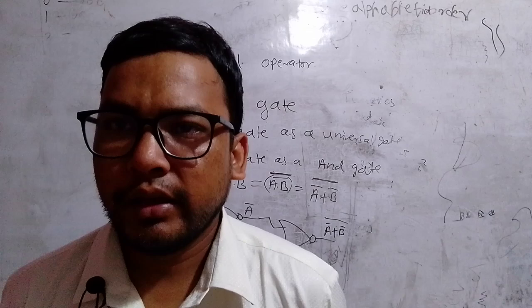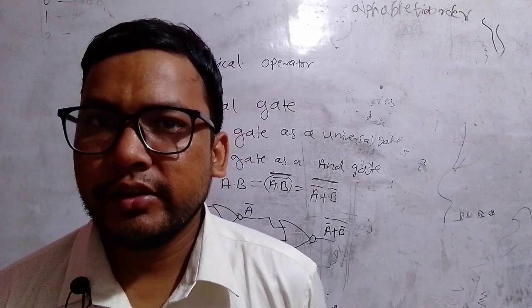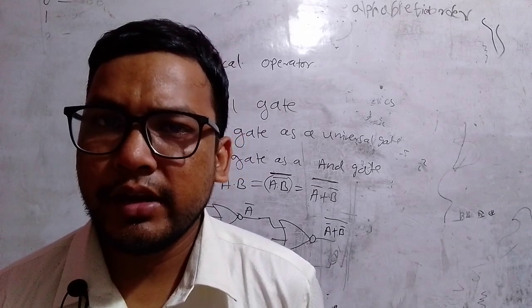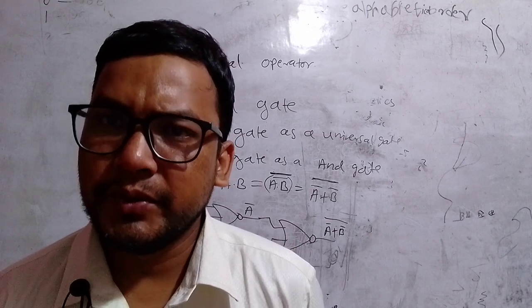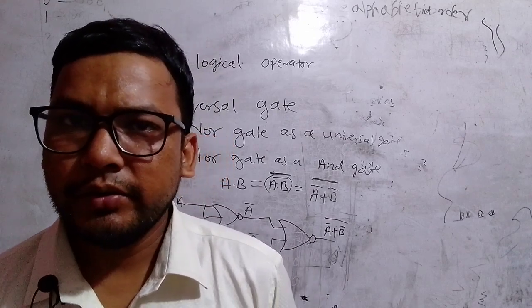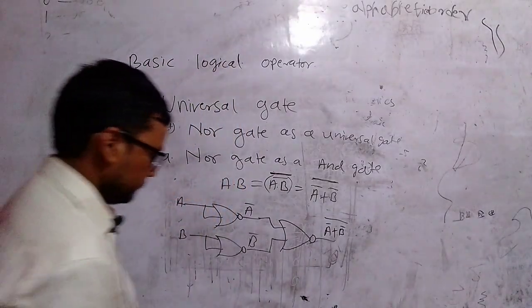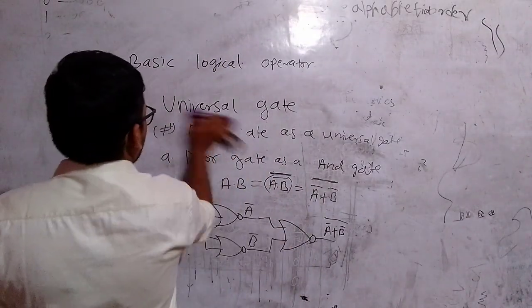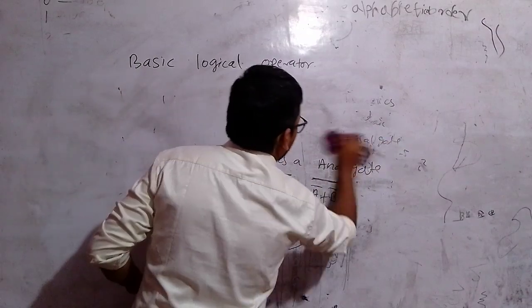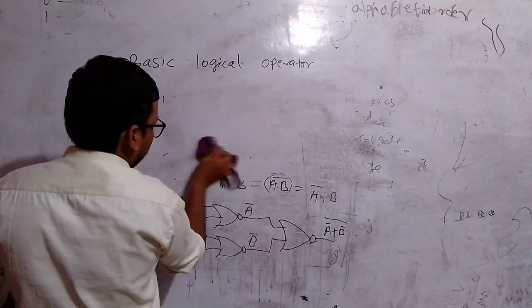From here we can say the NOR gate and NAND gate are universal gates, because the NOR gate and NAND gate are individually able to draw all the basic gates. Now let's see another available gate.